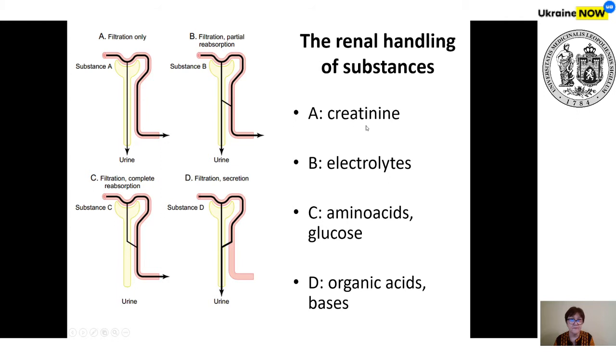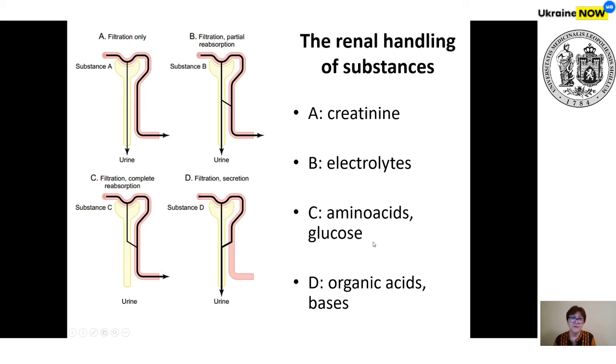Next, type B: there is filtration and partial reabsorption, but no secretion. So the amount of such substances excreted is the difference between filtration and reabsorption. This type is characteristic for the main electrolytes. Type C: there is filtration and all filtered substance is completely reabsorbed, so no excretion, no secretion. This type of renal handling is characteristic for amino acids and glucose. That's why in a healthy state such substances are absent in urine.